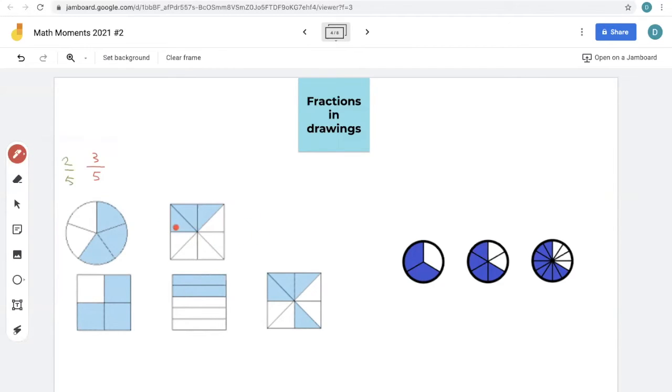And how many spaces are there? There's 1, 2, 3, 4, 5, 6, 7, 8 spaces. And how many of them are shaded blue? Well, we have 1, 2, 3 of them. So now the fraction is going to be 3/8. And that, in a practical sense, tells us that 3/8 of the spaces are shaded blue.